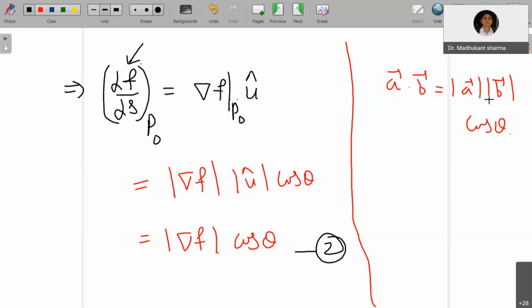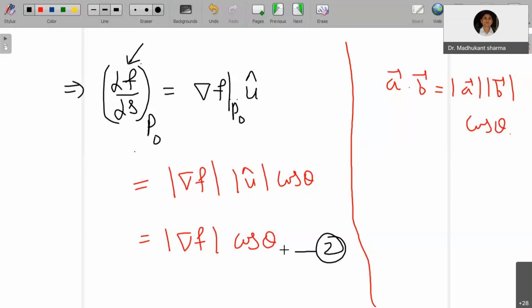Certainly, on the right side, if you look carefully, mod grad f is just a number. So everything depends on cos theta, whose maximum value is 1 when theta is 0. When theta is 0, they are parallel. So if you move in the direction of the gradient of f, df/ds at p naught is going to be the greatest. You will get the maximum increase in the direction of grad f.